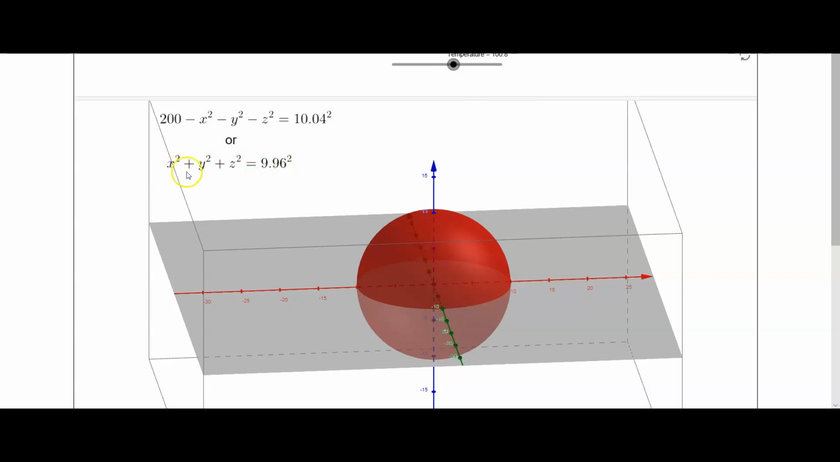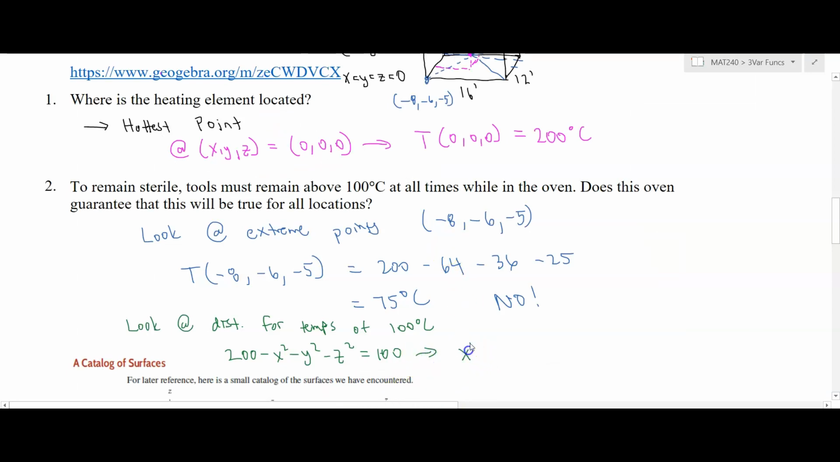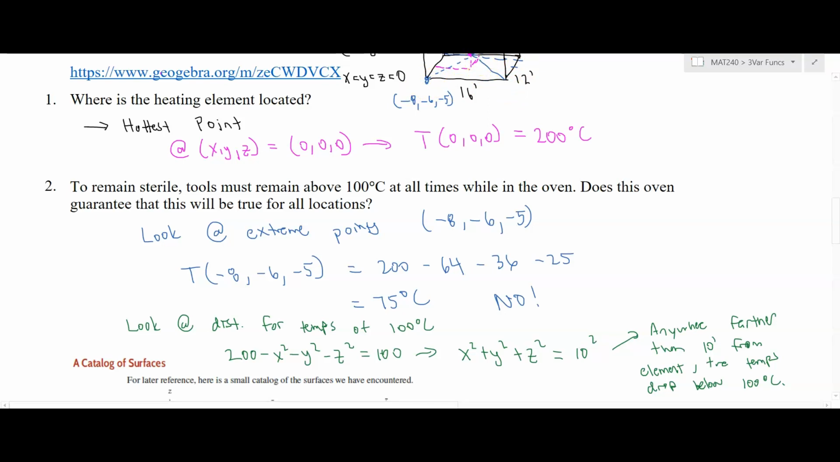I can't quite get the slider there, but that would result, if we rearrange the equation, in x squared plus y squared plus z squared equals 100, which is the square of 10. So this means that anywhere farther than 10 feet from the element, the temps drop below 100 degrees Celsius. And now we can say, well, are there any points in the rectangular prism that are more than 10 feet away? And so we could calculate the distances to the corners and see that those are farther than 10 feet from the heating element source.